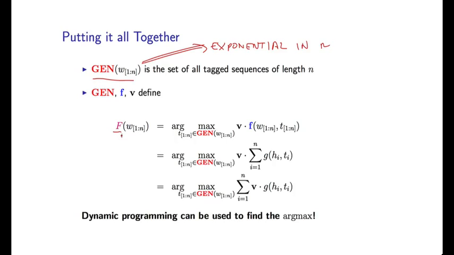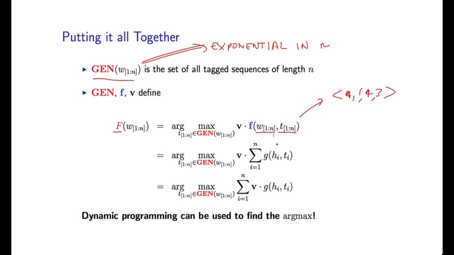So how does that work? So remember, through a global linear model, this function f is going to be the highest scoring tag sequence. So here I have an argmax over all possible tag sequences in GEN, an exponential number of tag sequences. The score within the argmax is v dot f, where f is this global feature vector definition that takes an entire sentence paired with an entire tag sequence and returns some feature vector, for example 4, 1, 4, 3, or something like this.